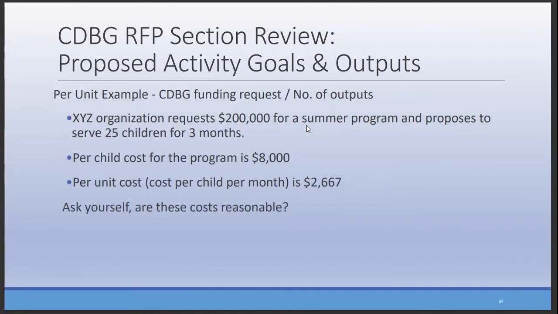I think an example will better explain what we mean here. Let's say an agency requests $200,000 for a summer program and proposes to serve 25 children for 3 months. In this situation, the cost per child is $8,000 or $200,000 divided by 25 children. The per unit cost per child per month is $2,667 or $8,000 divided by 3 months. Ask yourself, are these costs reasonable? Because that is the question we will be asking.